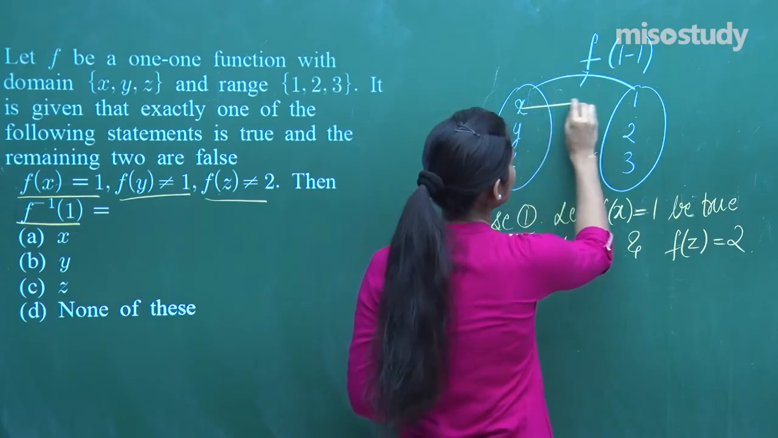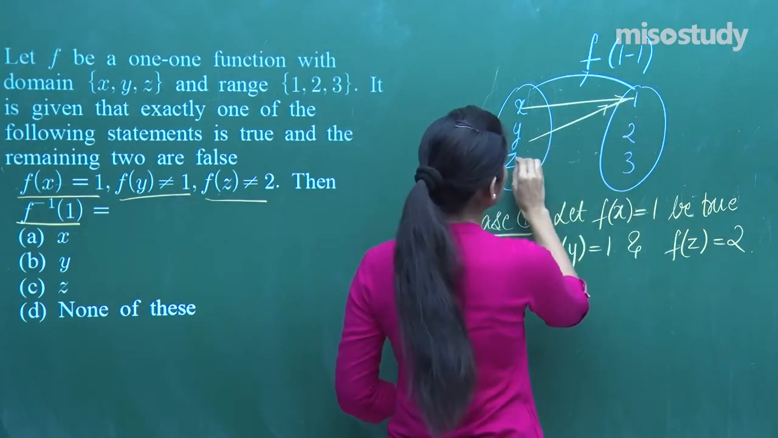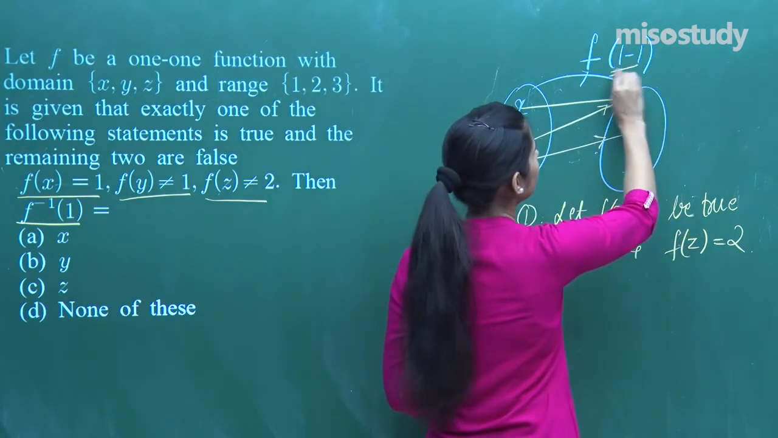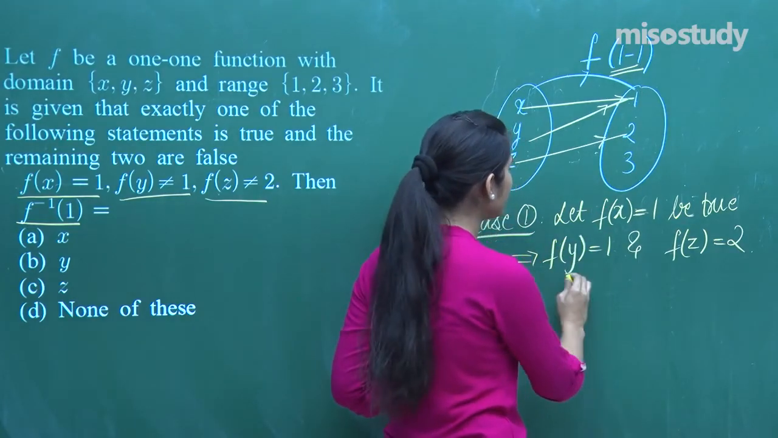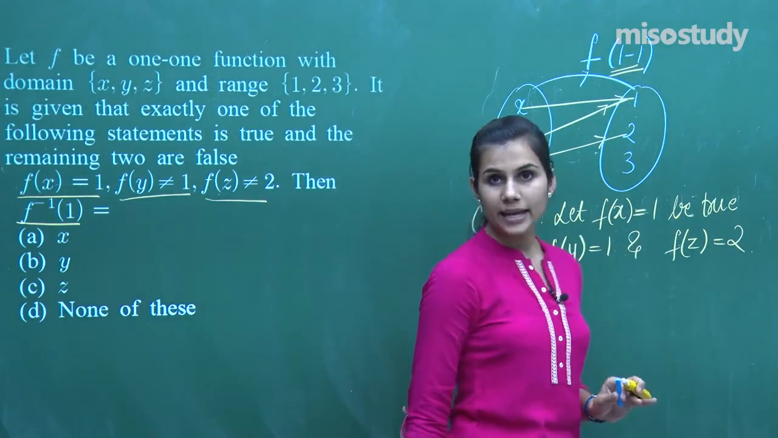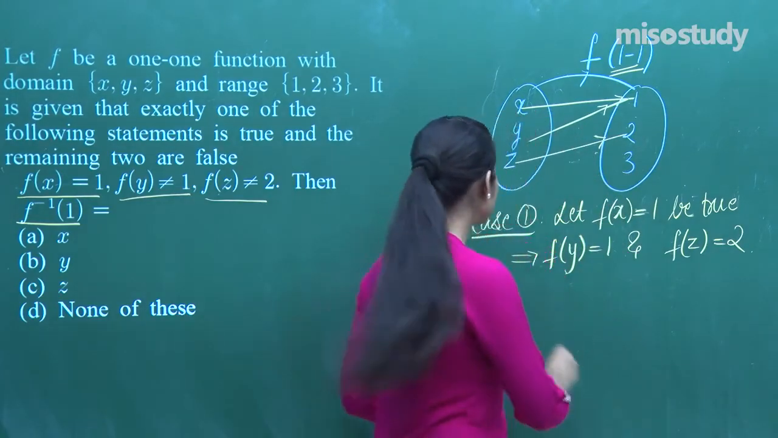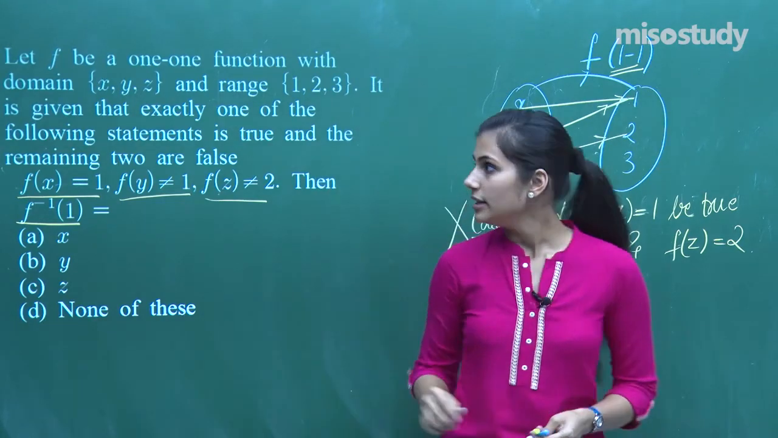f(x) is 1, f is sending x to 1, f is sending y to 1, f is sending z to 2. This is not 1-1, right? So case 1, according to case 1, I am getting f(y) is 1, then this particular case is giving me that f is not 1-1. So this case is not true. This is not giving me the correct answer.